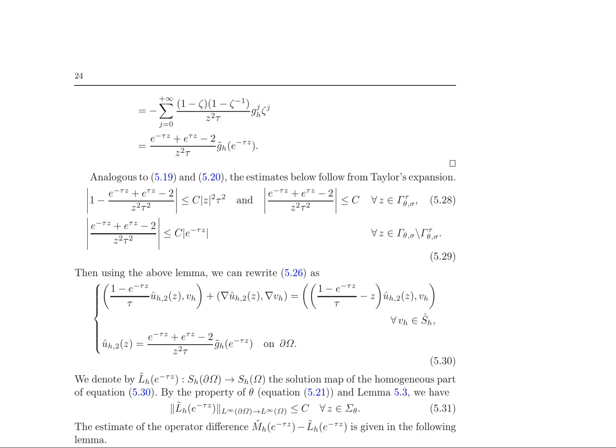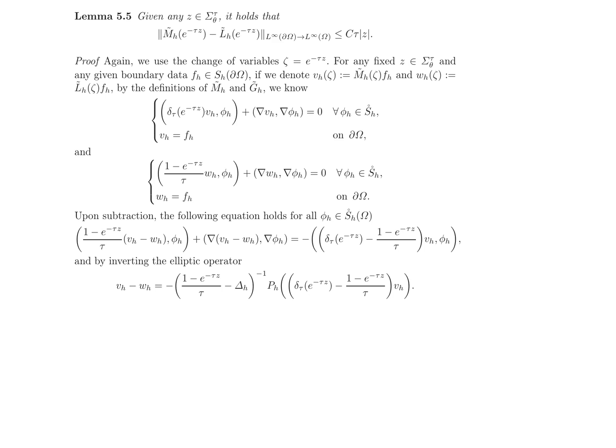The authors then establish an estimate for the solution map L_h(e^{-τz}) in equation 5.31, which is bounded in the L∞(∂Ω) → L∞(Ω) norm. This estimate relies on the property of θ, given in equation 5.21, and lemma 5.3. Next, the authors prove lemma 5.5, which provides an estimate for the operator difference M_h(e^{-τz}) − L_h(e^{-τz}).